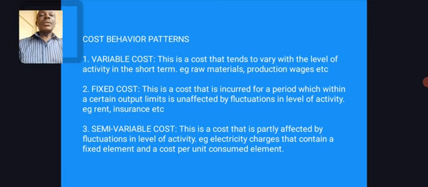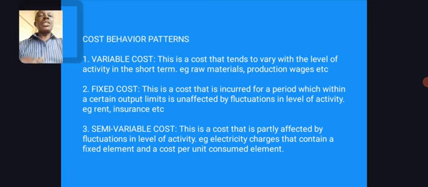What is a variable cost? A variable cost refers to cost that tends to vary with the level of activity within the short term. What do we mean by this? With variable cost, when the level of activity goes up, output goes up, the variable cost will go up. When it comes down, the variable cost will come down because it varies with the level of activity. That is how variable cost is defined.